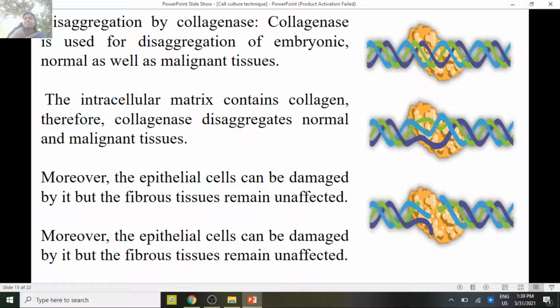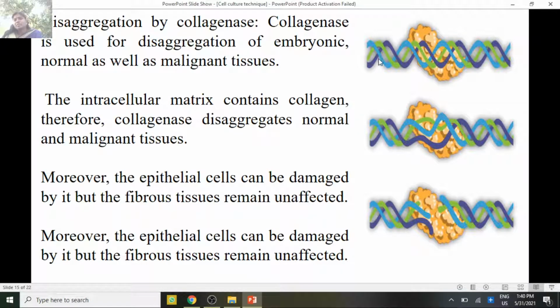The disaggregation by collagenase enzyme. Collagenase is used for disaggregation of embryonic or normal as well as malignant tissues. The intracellular matrix contains collagen, therefore collagenase degrades the normal and malignant tissue. Moreover, epithelial cells can be damaged by it, but the fibrous tissues remain unaffected.